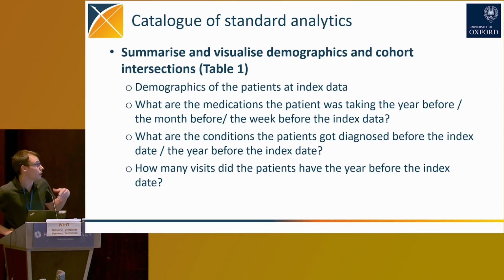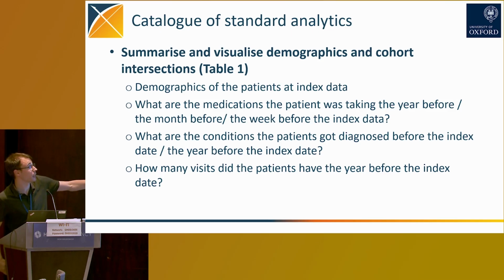And now the main purpose of cohort characteristics is to build what we call table one. What we usually include in table one is, first, demographics of patients at index date, like age, sex, typical stuff. Then things like the medications that the patients were taking, and then, okay, taking when.